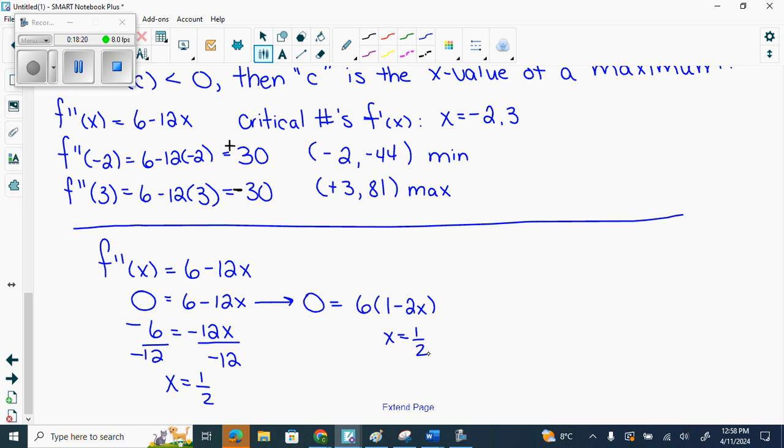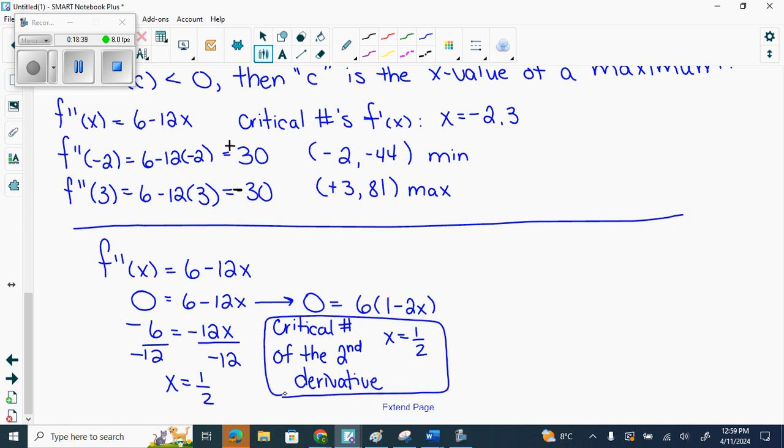Okay? So we take our critical number, and this is our critical number of the second derivative. So now we're going to make a number line with that. What was the domain of the original? Negative infinity to positive infinity, it's a polynomial, right? That's why we had arrows on the first derivative number line. So now we're going to have arrows on the second derivative number line. And in between here, we have a half. Okay? Do we agree?